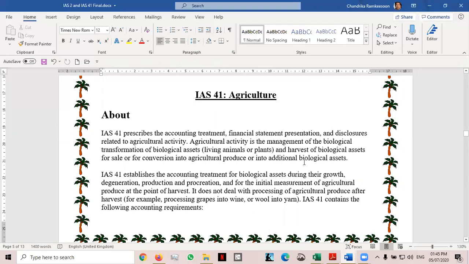Right, so IAS 41. IAS 41 prescribes the accounting treatment, financial statement presentation, and disclosures related to agricultural activity. Agricultural activity is the management of the biological transformation, which is the key term here. The management of the biological transformation. Just highlight this.